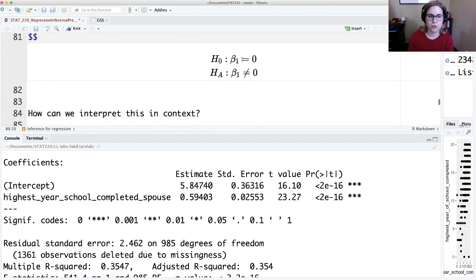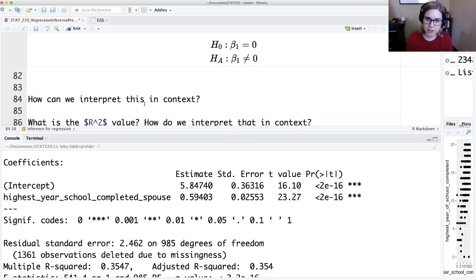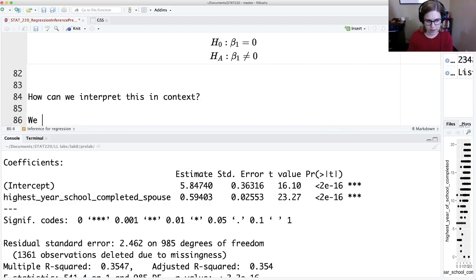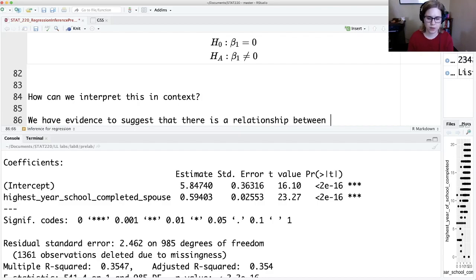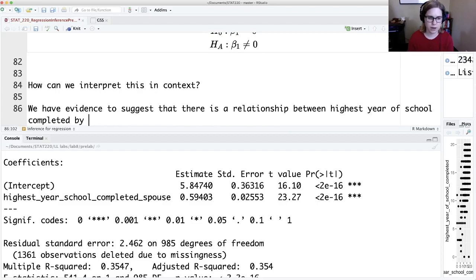That's our generic conclusion. Then the next thing that you often want to do when you're doing hypothesis testing is interpret your generic conclusion in context. And I would say we have evidence to suggest, or you could say we have strong evidence to suggest, that there is a relationship between highest year of school completed by a spouse and highest year of school completed by an individual.